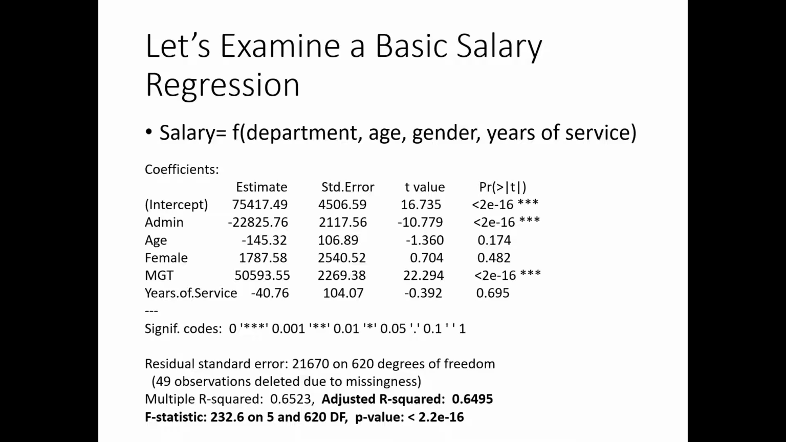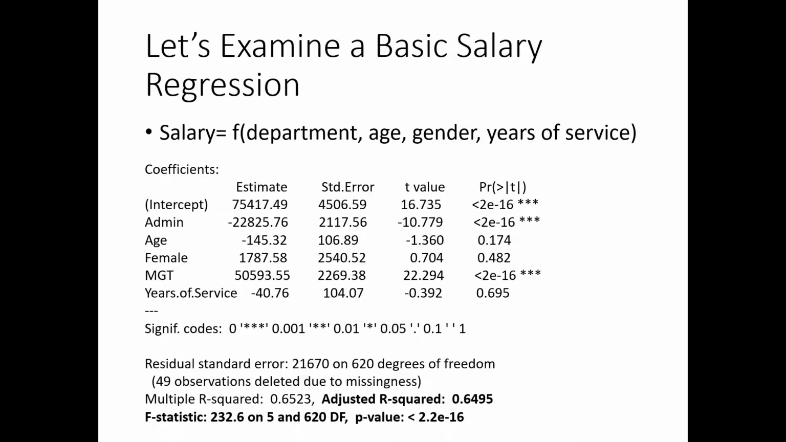Okay? And we can see that admin makes less on average, the negative number there, about $22,825 less than the typical professional. Management makes a significant amount more on average. So the average management person makes $50,593.55 more than the average professional person. And we can kind of see the variables that are significant. Admin is significant, management is significant. So the job classification is a significant predictor of salary. Doesn't look so much like age, gender, and years of service are.